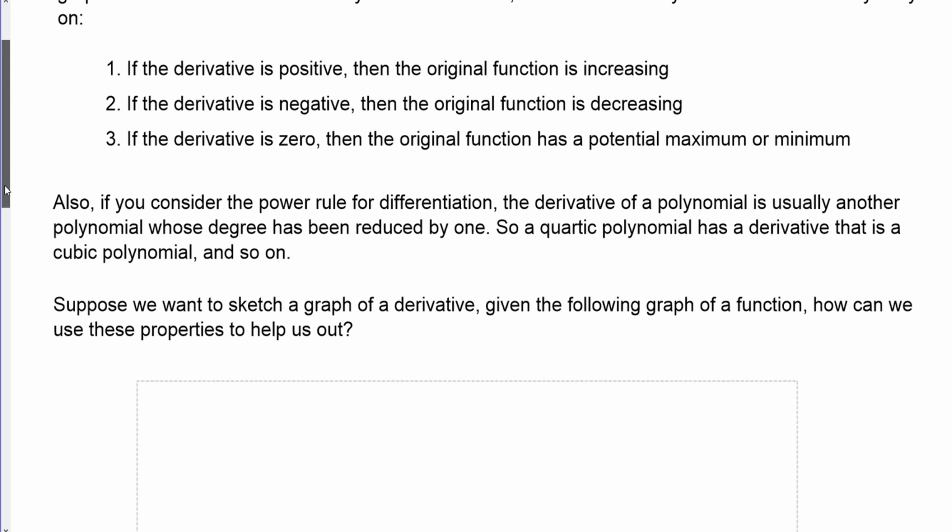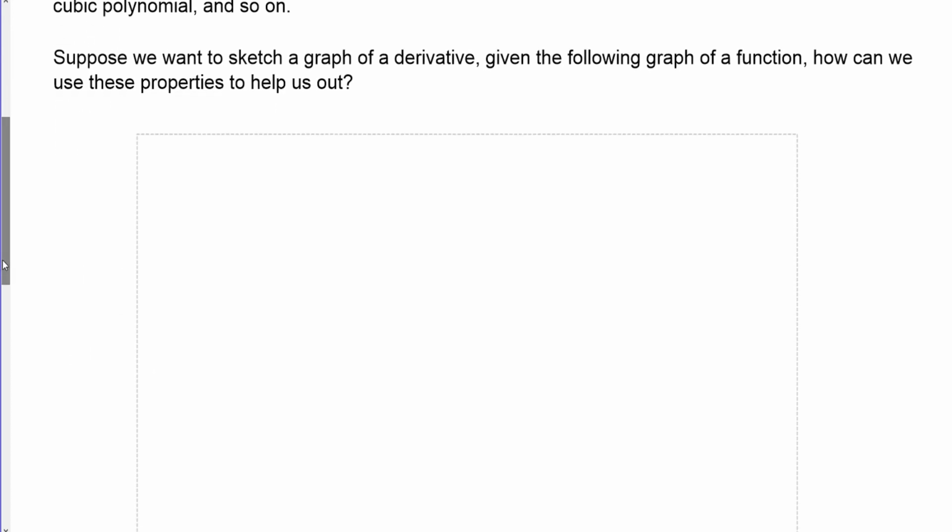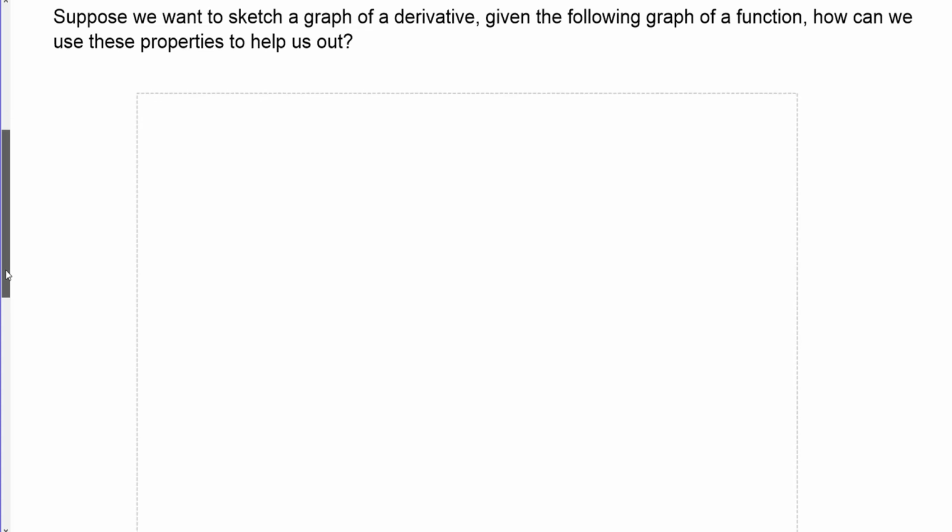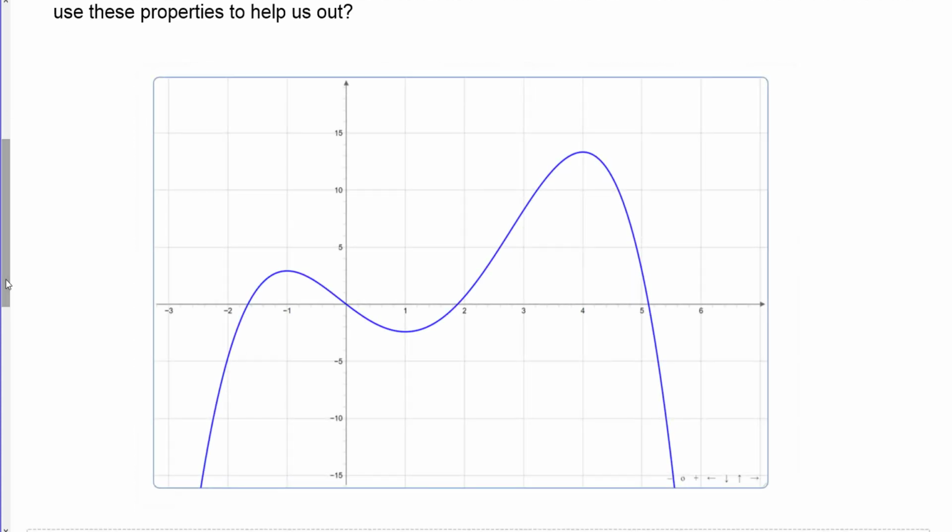But suppose we want to sketch a graph of a derivative. If we're given a function, how can we put these properties together to predict what the graph of the derivative would look like? So let's try it together. Here's a graph, and I want to sketch its derivative. I'm going to label this graph as f of x.